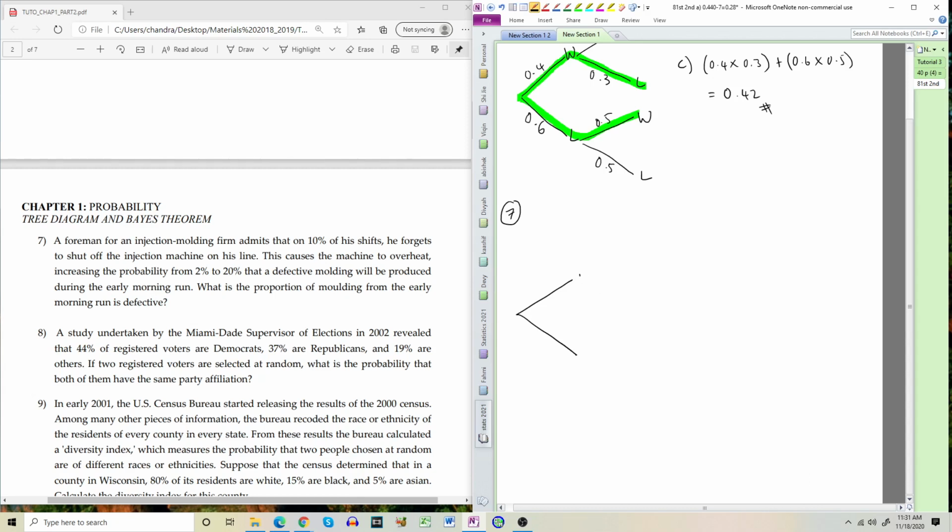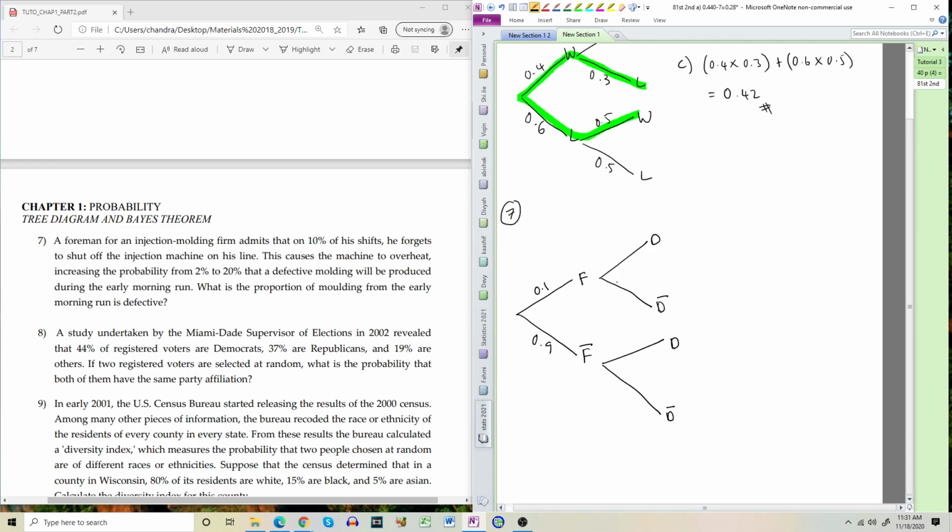Okay, let's say F is he forgets, F bar he doesn't forget. This is defective, this is no defect, this is defect, no defect. What is the probability that he will forget? 0.1. He doesn't forget, 0.9.